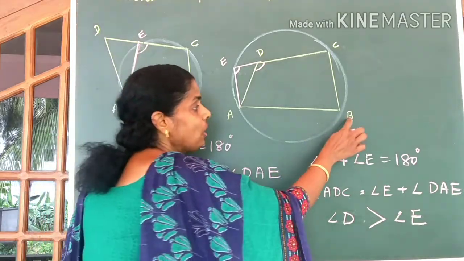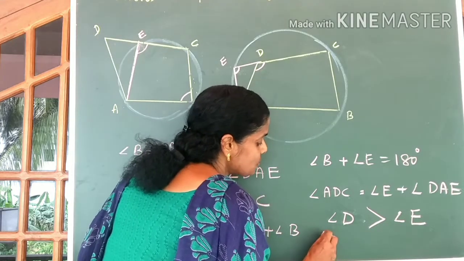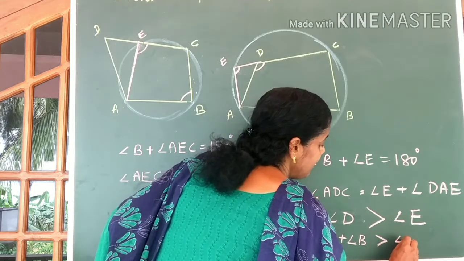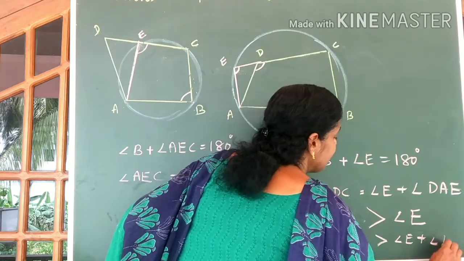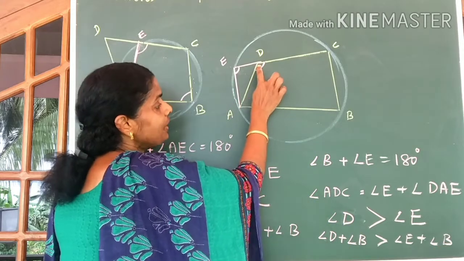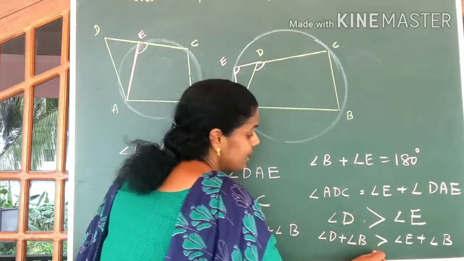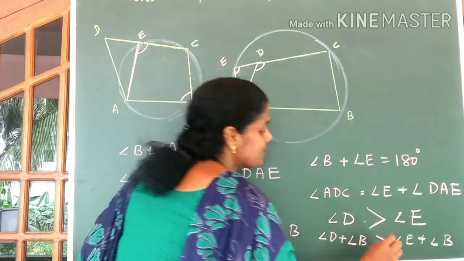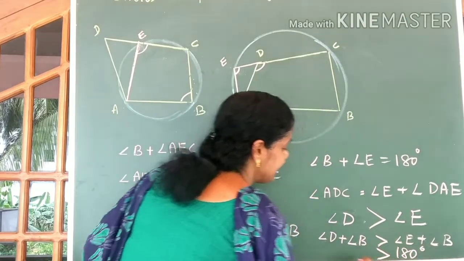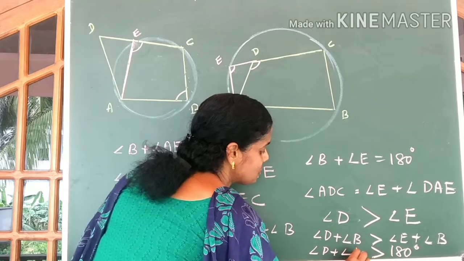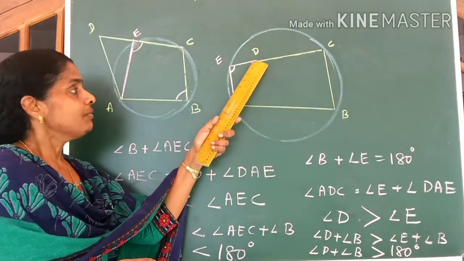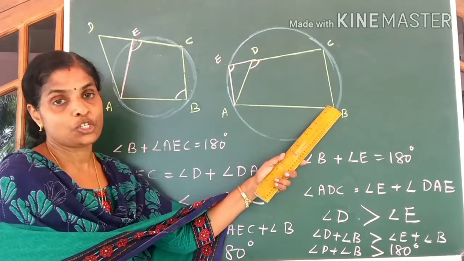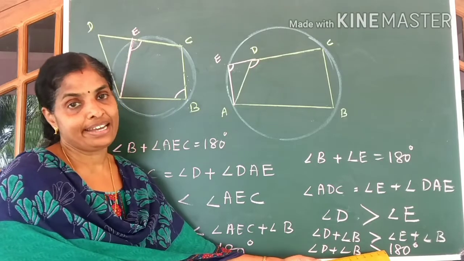Now let us add the opposite angle to both sides. So we get angle D plus angle B greater than angle E plus angle B. Now angle D plus angle B is greater than angle E plus angle B, which is equal to 180 degree. So we can come to the conclusion that if the fourth vertex is inside, sum of the opposite angles to be more than 180 degree.